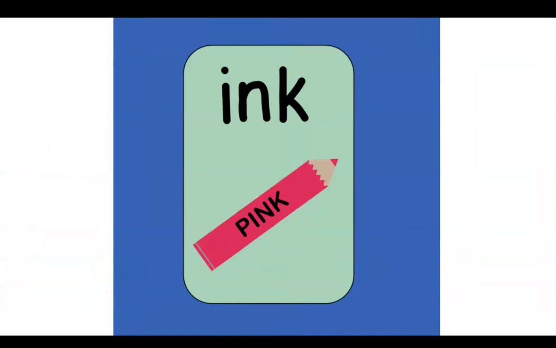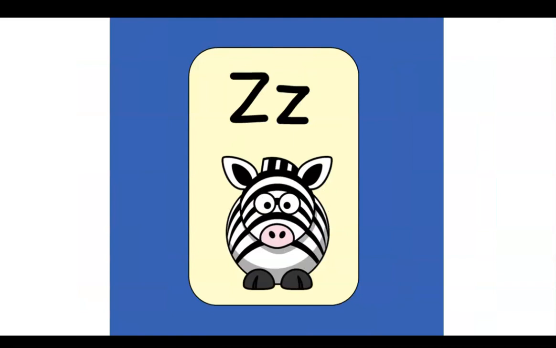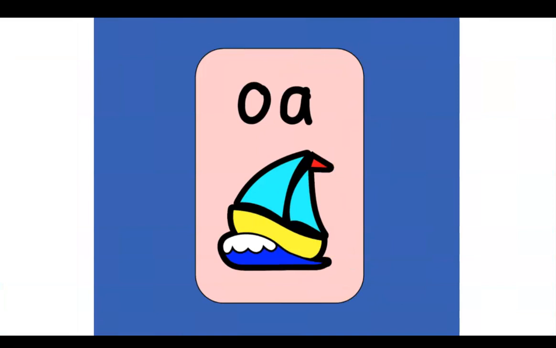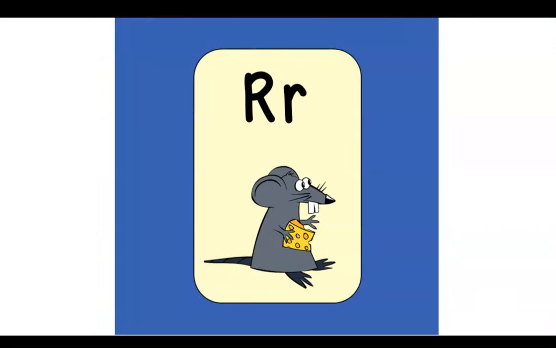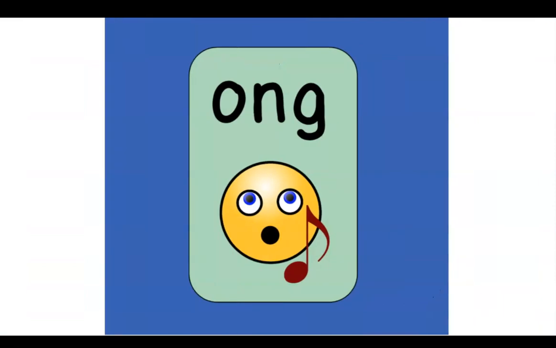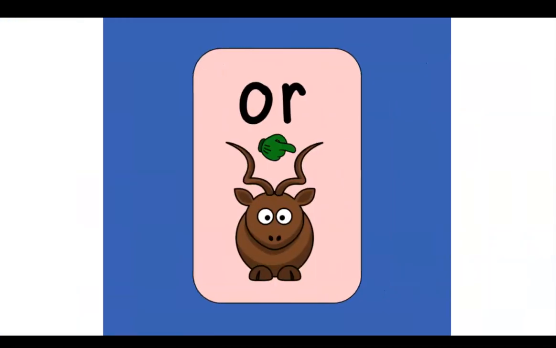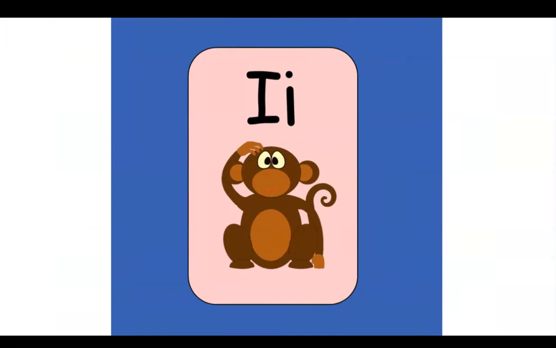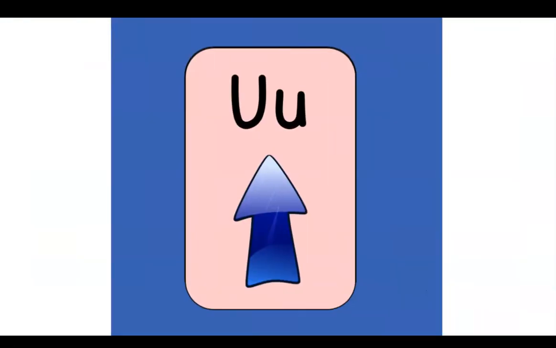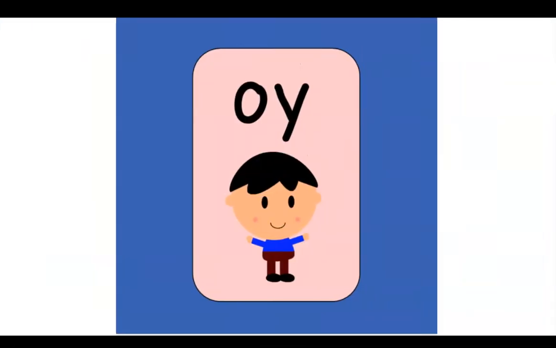INK, pink ink. Z, zebra, z. EW, chew, oo. OA, boat, o. R, rat, r. ONG, song, ong. OR, horn, or. WH, whistle, w. I, itch, i. U, up, u. OY, boy, oi.